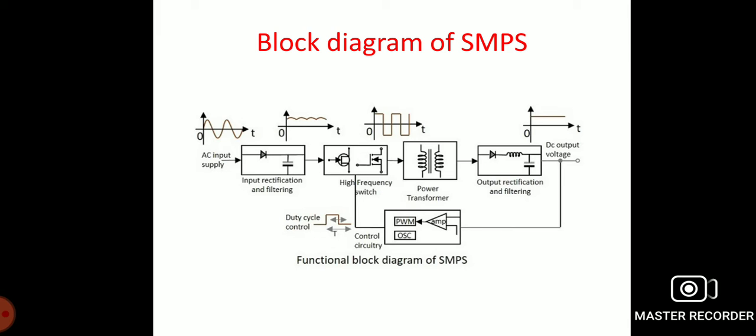The efficiency of SMPS is high because instead of dissipating excess power as heat, it continuously switches its input to control the output. So these are operated by switching, and the voltage varies continuously. So these are a few points regarding the SMPS.